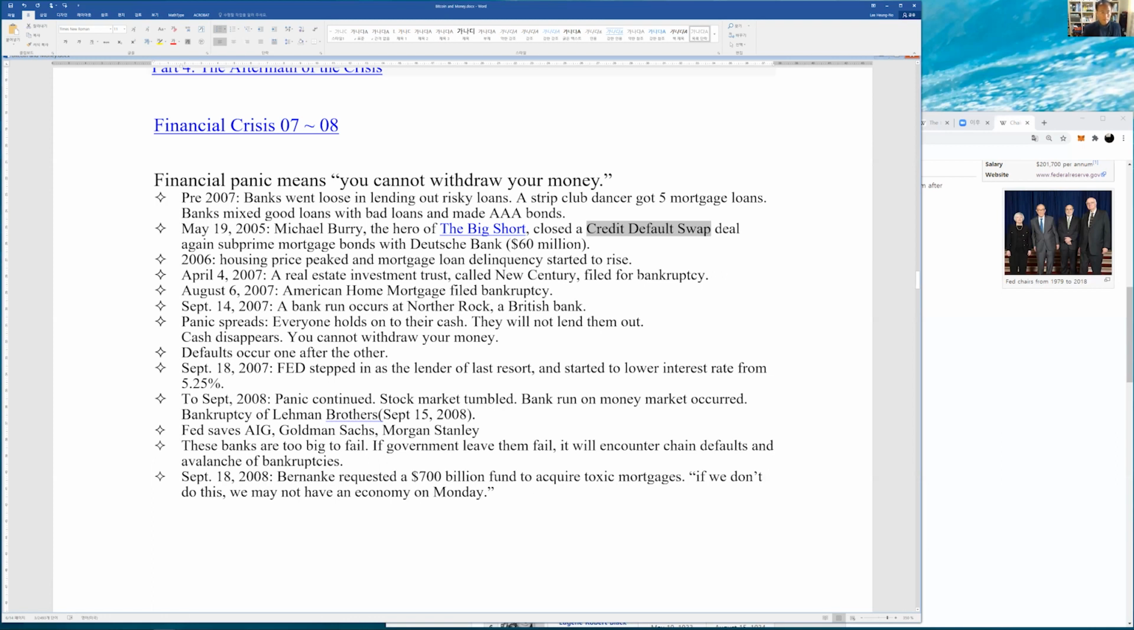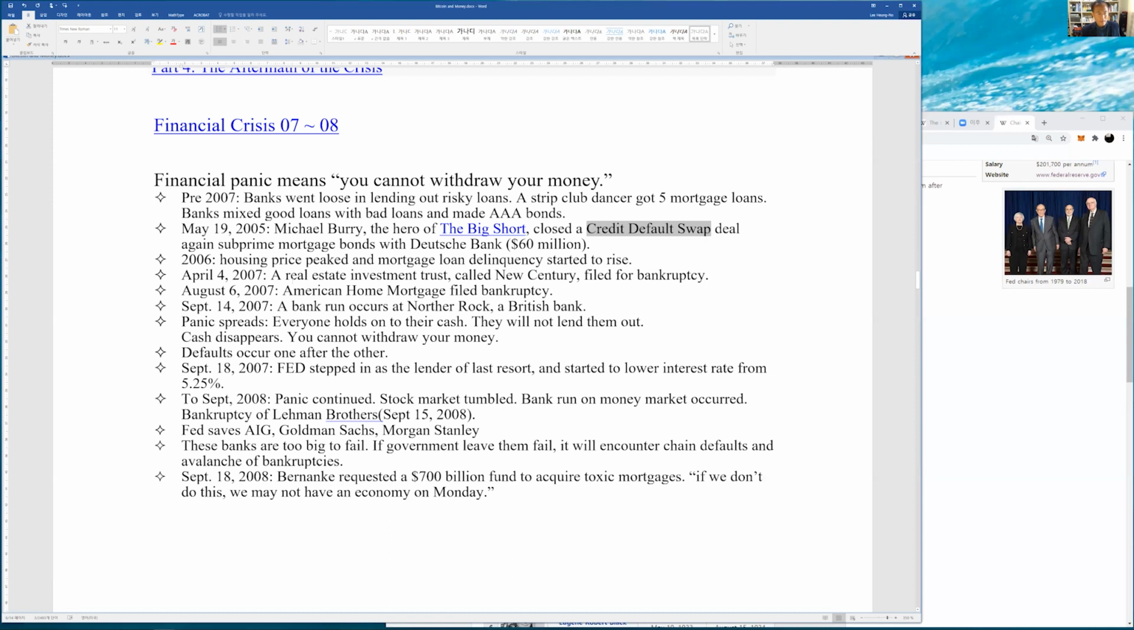When they cannot pay the mortgage payment anymore, the security that includes this mortgage investment goes bad, and when this security goes bad, then the investment bank that holds this security goes bad as well. So they go bankrupt, basically.